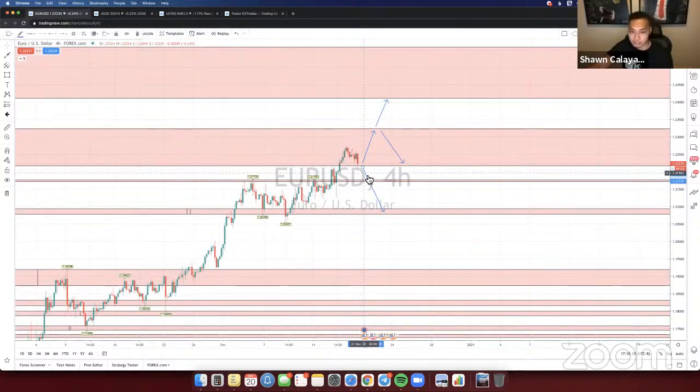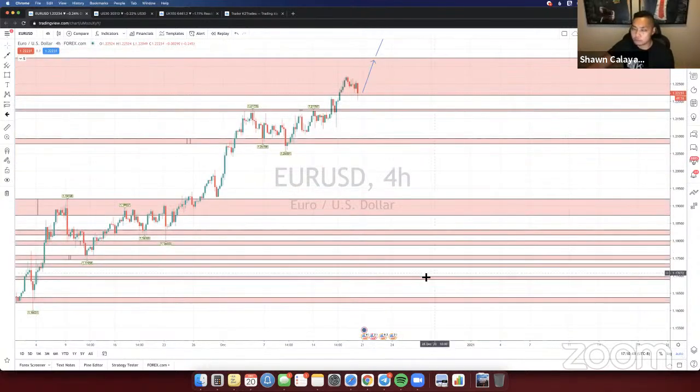So my bias is for a bullish move right here, and I think this is probably what's going to happen. But we'll see how this plays out as we continue on further into this week, and then we will analyze it even further once the market is back into full swing tomorrow.